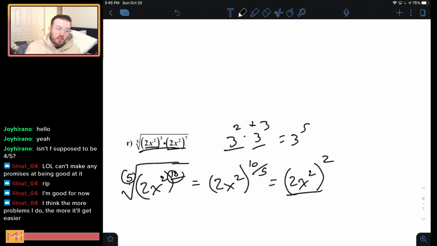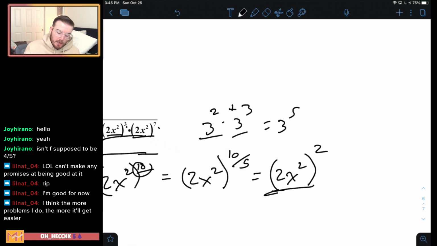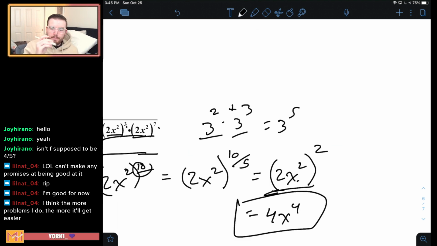Now all we got to do is square this. That's a lot easier than cubing and taking it to the 7th power. That actually would have been pretty annoying had I done it that way. So we did it this way. And 2 squared is 4. X squared squared is x to the 4th. And we did it.